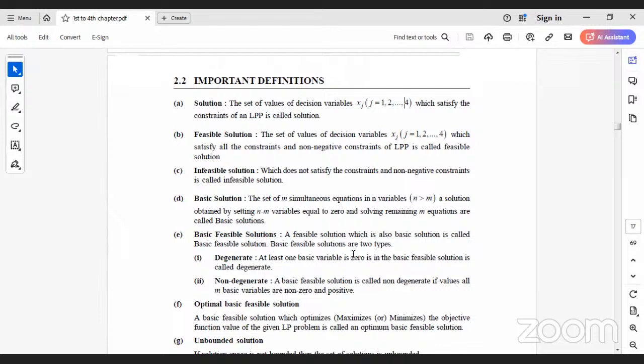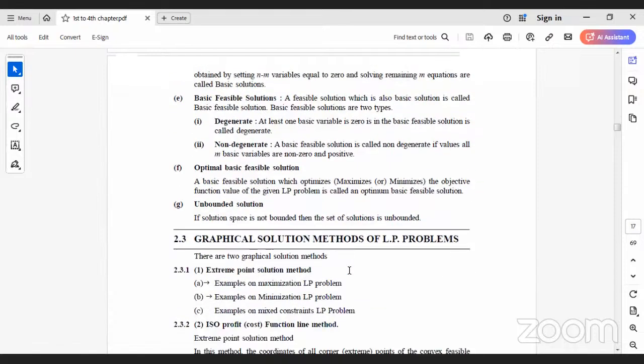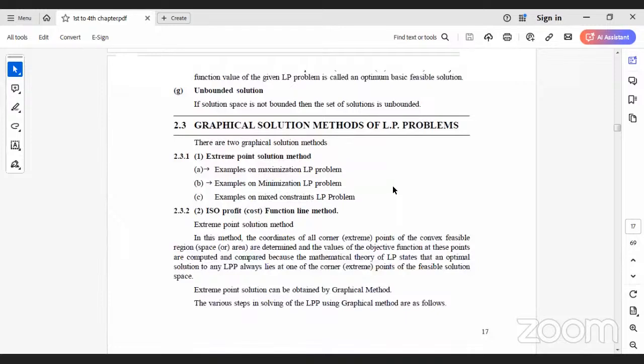What is the meaning of degenerate? At least one basic variable is zero in the basic feasible solution. A basic solution is called non-degenerate if all m variables are non-zero and positive. Optimal basic feasible solution: a basic feasible solution which maximizes or minimizes the objective function value of the LP problem is called an optimum basic feasible solution. Unbounded solution: if the solution space is unbounded, then the set of solutions is unbounded.